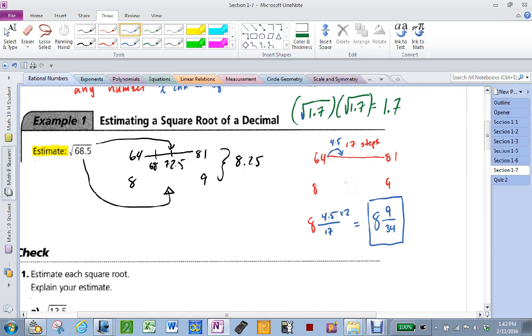Everybody got it? Could I have multiplied by 10 and done 45 over 170? Would I have been okay with that? Sure. Would you have taken away a mark for that? No. Okay, because this is an estimate. Everybody cool? All right.